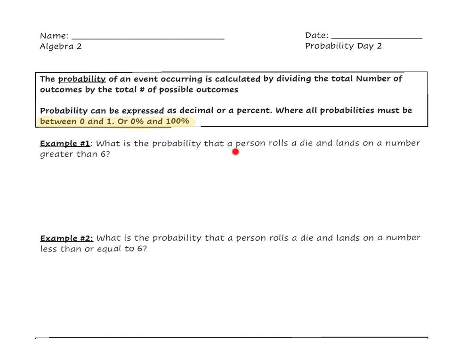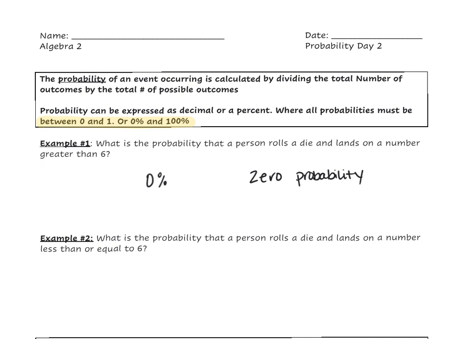What is the probability that a person rolls a die and lands on a number greater than 6? Well, you should know on a six-sided die, the numbers go 1 through 6. So this is not possible. So the probability that this happens is a 0% chance. So this is never going to happen. So this is a 0 probability.